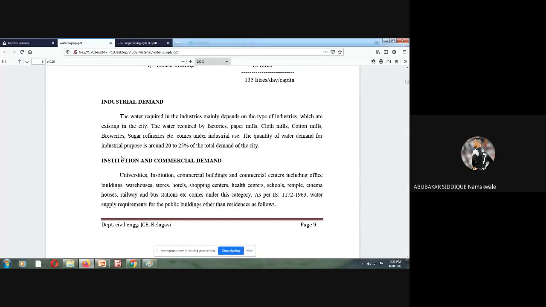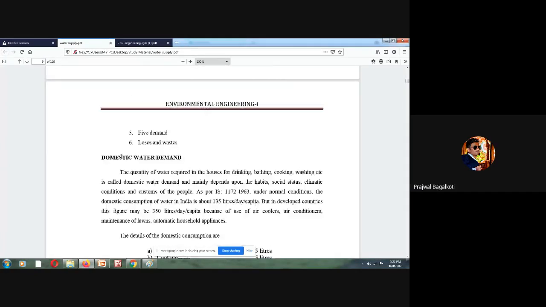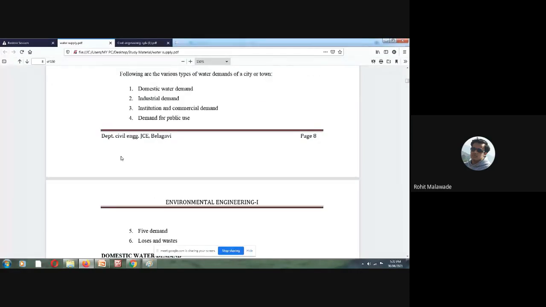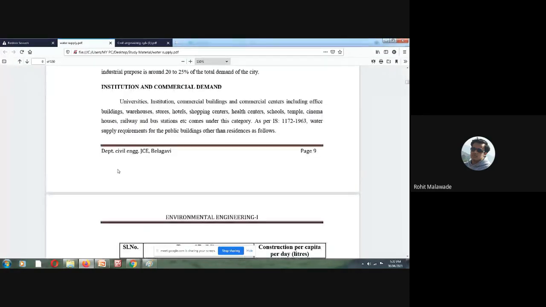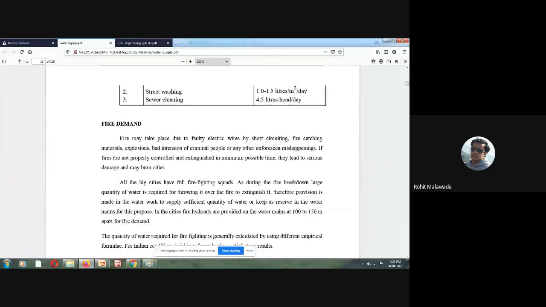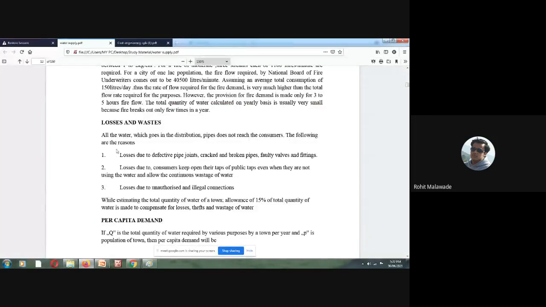Domestic, industrial, residential. Okay. Domestic, public, industrial, commercial. Then demand for public use, fire, losses and fire demand. Very good, very good. So all are attentive. So these are the different types of water demand.